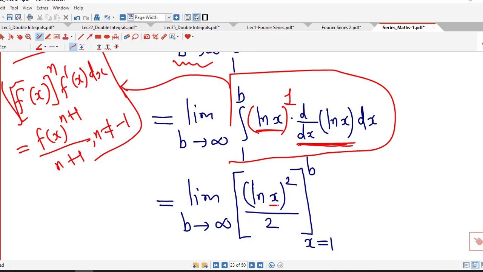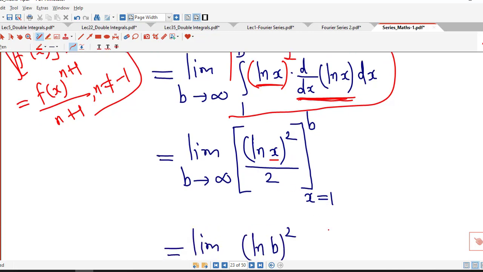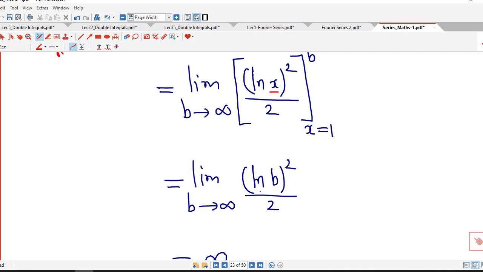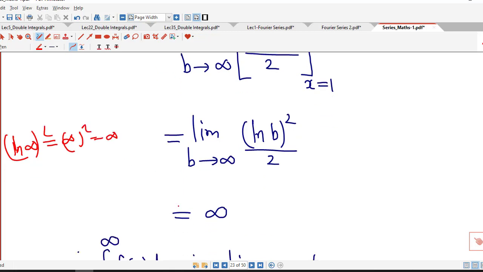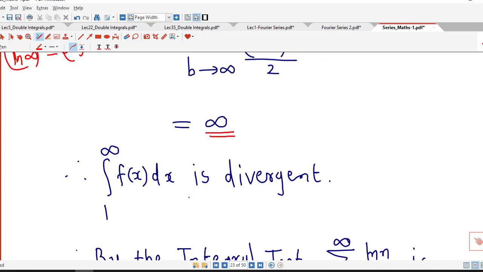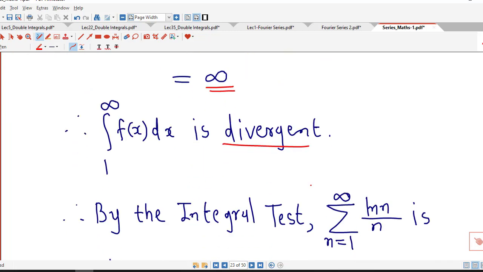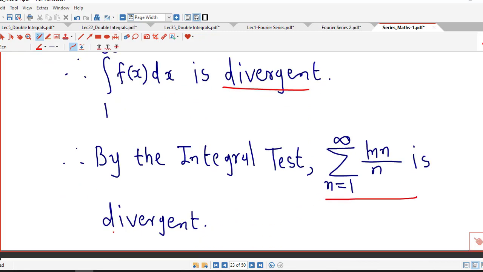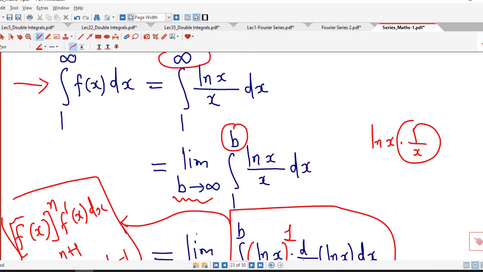Now if we put x equal to b, we have log b whole square divided by 2 minus log 1, which is going to be 0. And if we take b tending to infinity, we have log infinity, which is infinity, and infinity square is going to be infinity, divided by 2. So this improper integral is divergent because we obtain this infinity, and therefore by the integral test this series is also divergent. So this is all about the integral test.